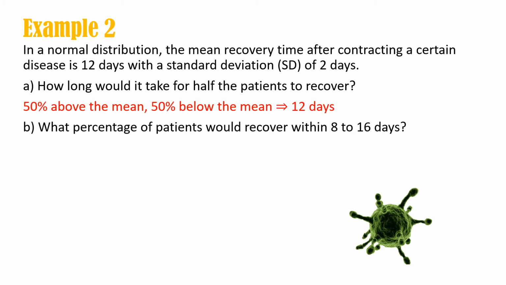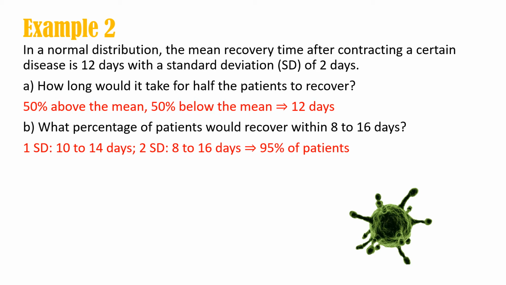B, what percentage of patients would recover within 8 to 16 days? Well, we know we've got a mean of 12 days and we've got a standard deviation of 2 days, so we need to work out where are 8 and 16. So 1 standard deviation above 12 is going to be 14, and 1 standard deviation below is going to be 10. 2 standard deviations, well, that's going to be 4, so 12 take 4 is 8, 12 plus 4 is 16, so that gives me that section of 2 standard deviations.